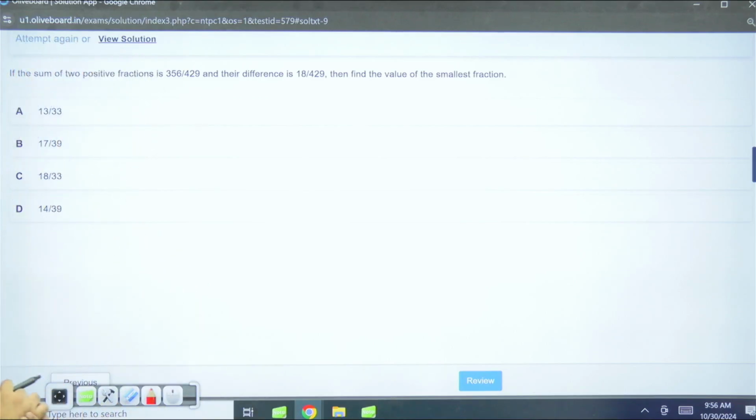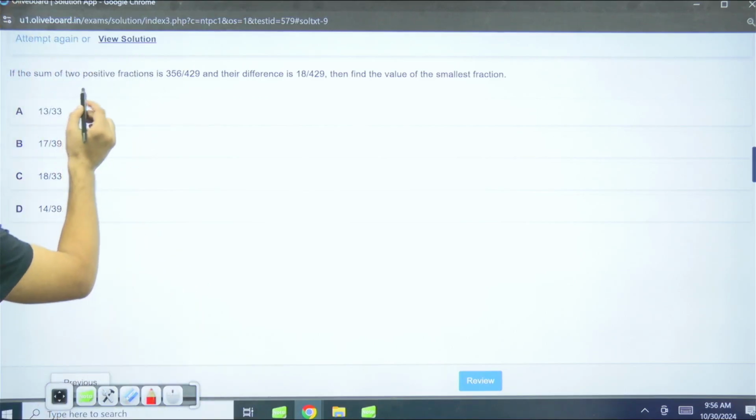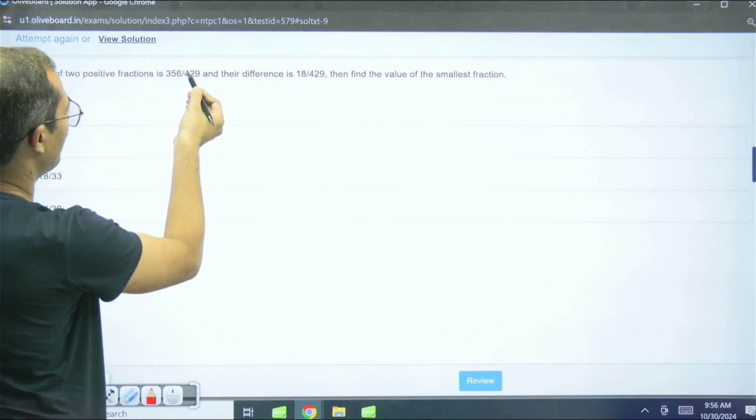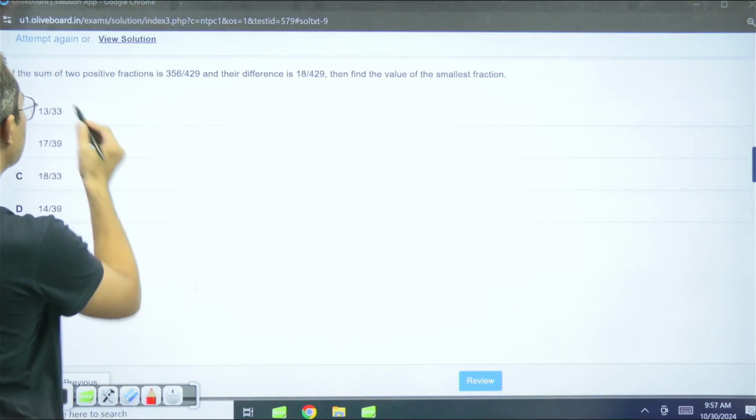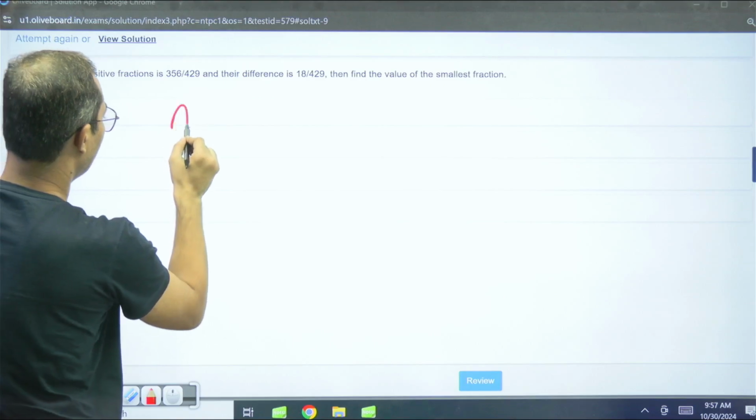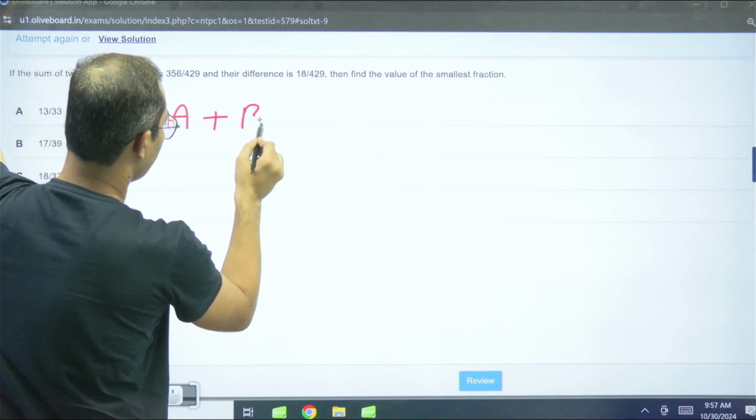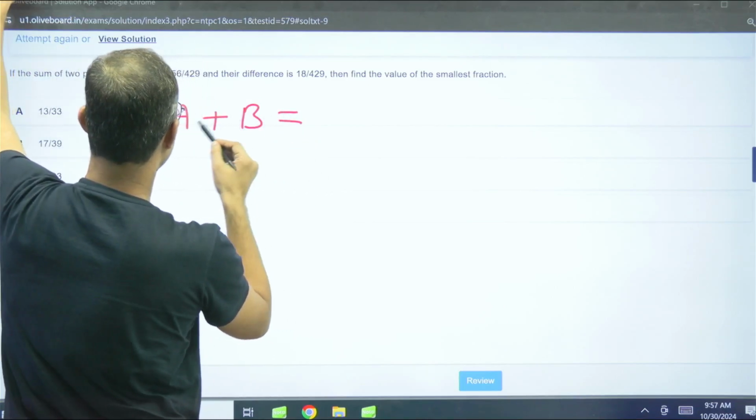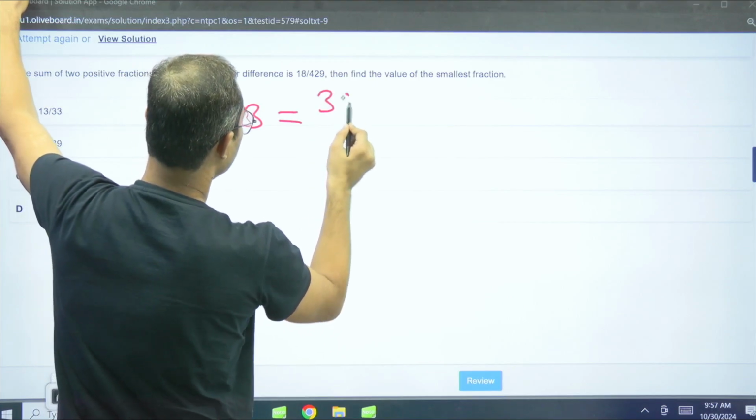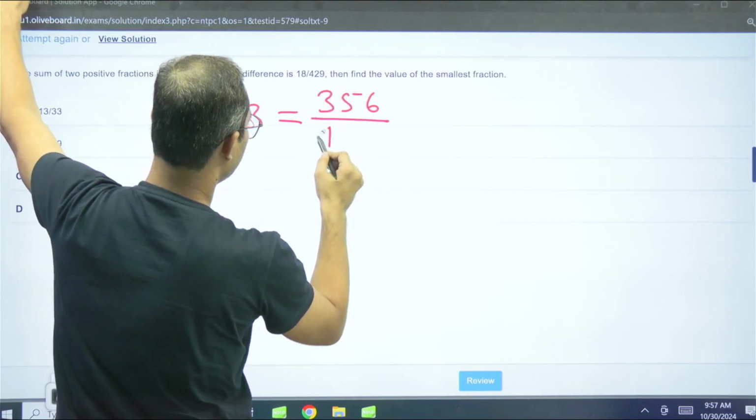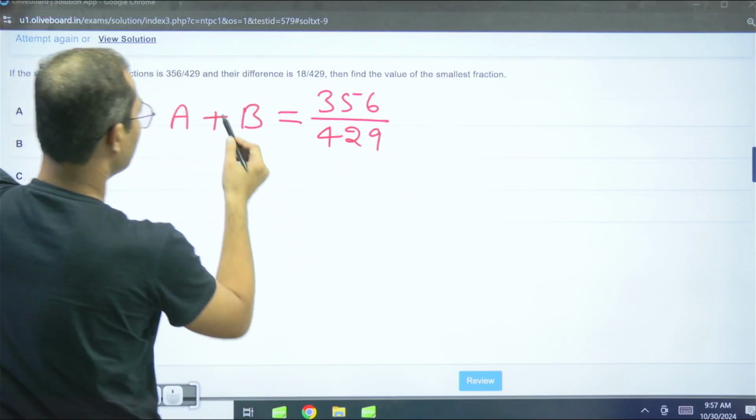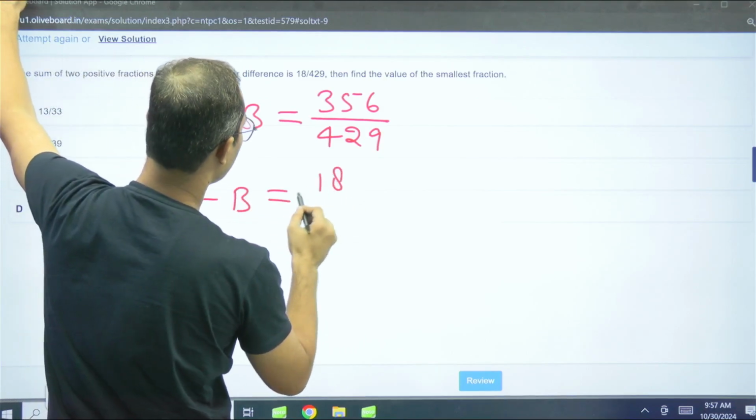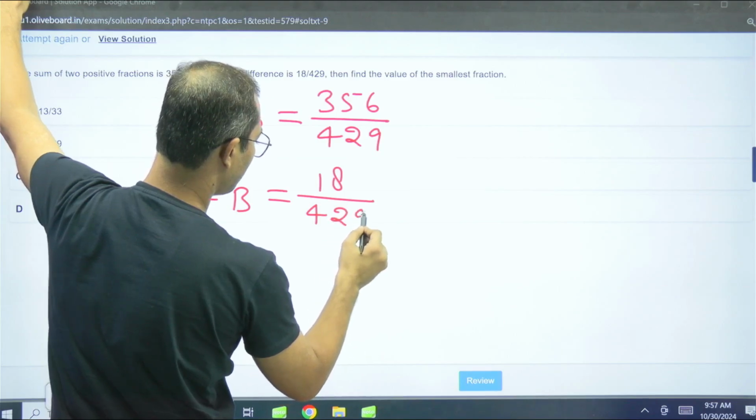Yes, please. See, if the sum of two positive fractions is 356 by 429. See, this is the sum of the two positive fractions. If I say that A is the first fraction and B is the second fraction, so we can say that A plus B is equal to how much? 356 divided by 429, right? And the difference, A minus B, is equal to how much? 18 divided by 429, right?